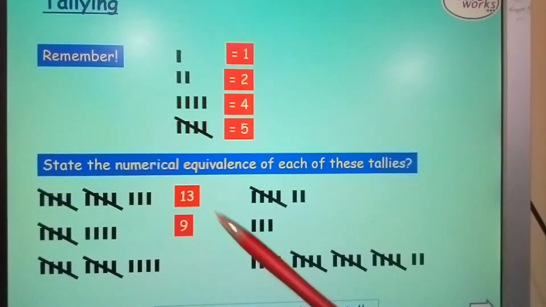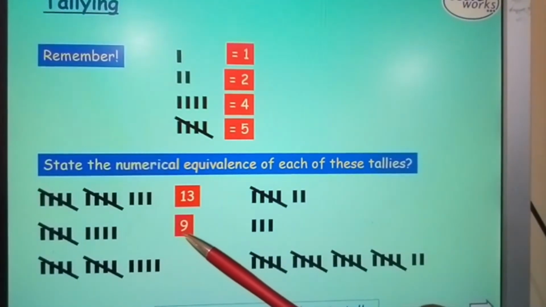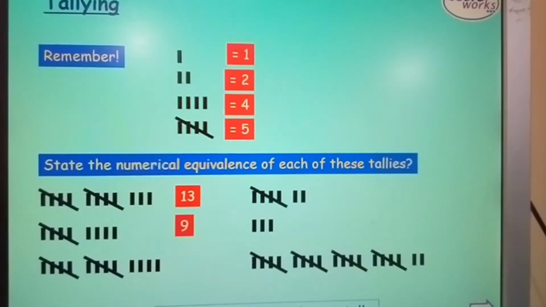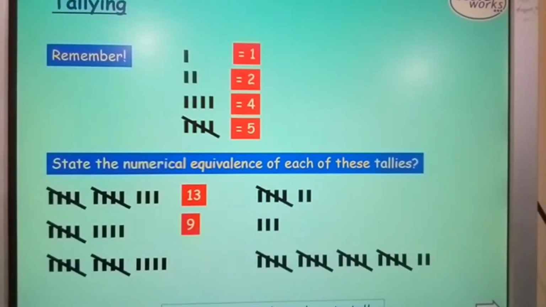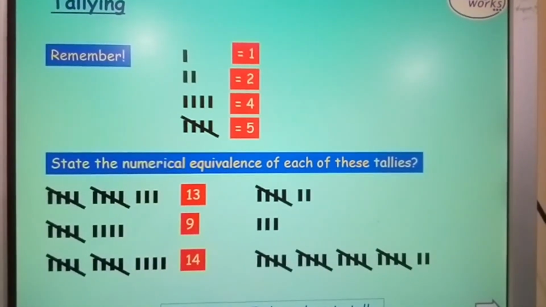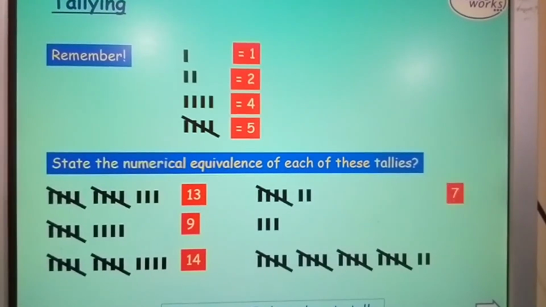Now see here, as I said, 13, 9, and the next one's going to be what? 14. Okay. 7, 3, and what did we say it was, the last one? Now tell me, I'm waiting for you, okay? Thank you, 22.